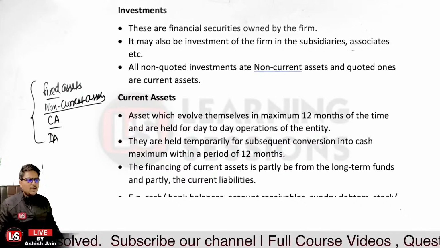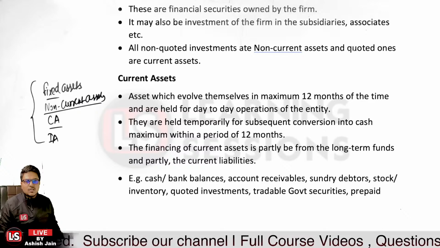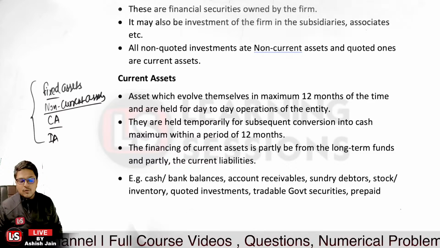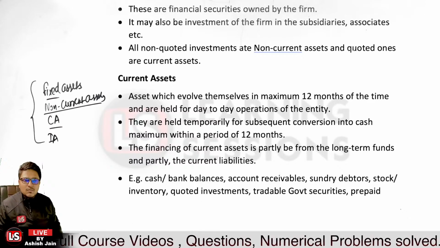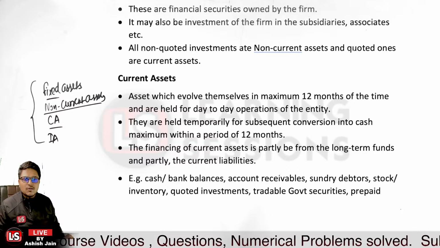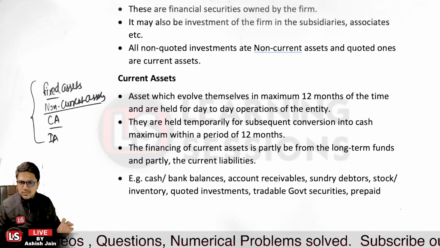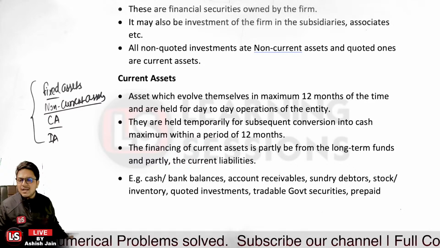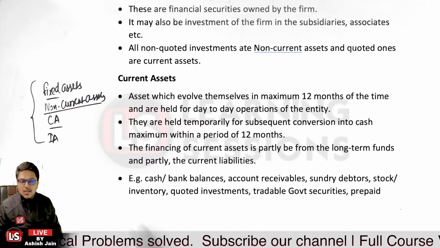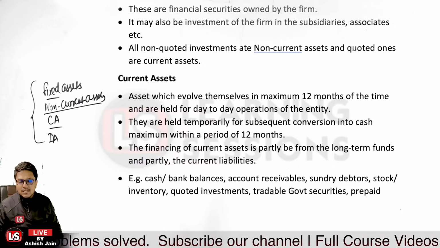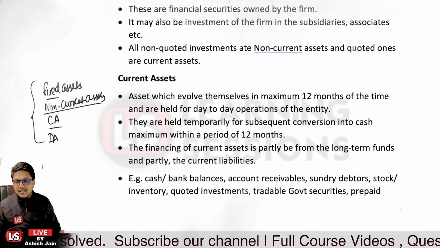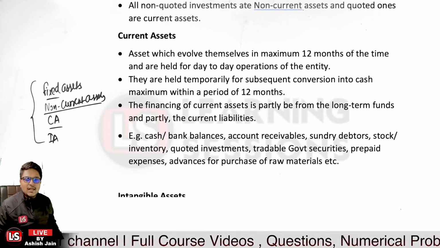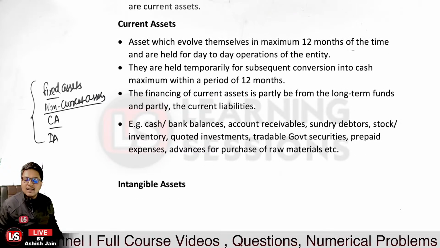Next, it is related to the current assets. These are assets which evolve themselves, that is, they change form from one form to another in a maximum of 12 months. Those assets which are utilized for day-to-day operations of the entity are current assets, like cash balance, bank balances, sundry debtors or bills receivable, and prepaid expenses. All those form the part of the current assets. Stocks are also an example of current assets.